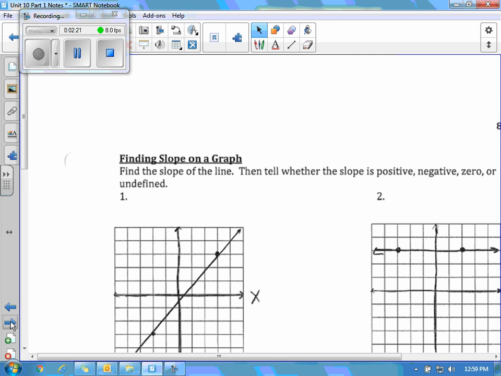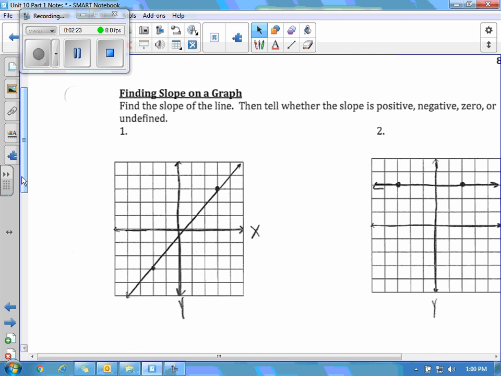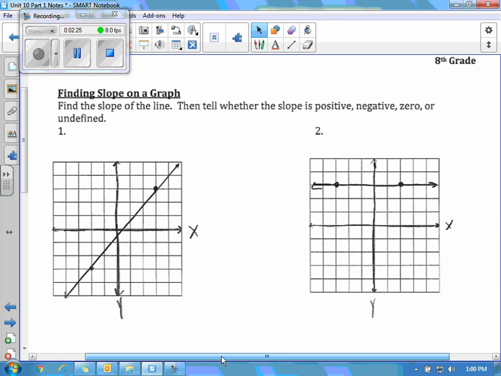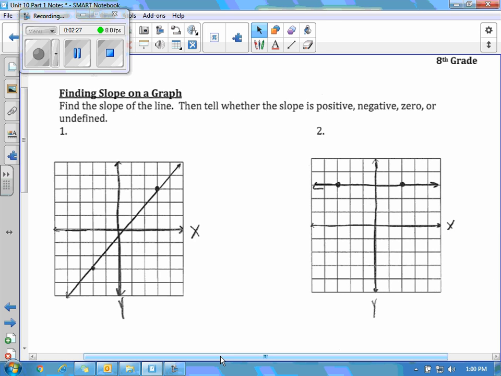So in Part 1, we'll look at 2 different ways to find the slope. The first way is from a graph. The second way will be when you're given points. So the directions say to find the slope of the line, then tell whether the slope is positive, negative, 0, or undefined. Okay? So if you look at the first example, I put 2 dots on here. I could have picked any 2 dots I want to figure out what the slope is. I picked these because they're right at the intersection of 2 lines.